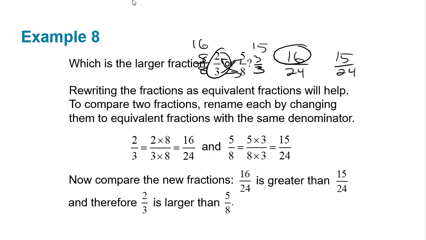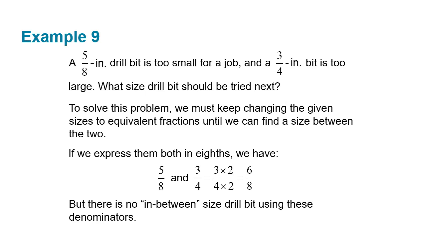The nice thing about the bow tie is we would have known that immediately once we did 8 times 2, which gave us 16, and 3 times 5, which gave us 15. We didn't even have to do the bottom part. We know that 16 is the bigger of the two. All right, so that's just a little preview of the bow tie technique that we'll see in other videos.